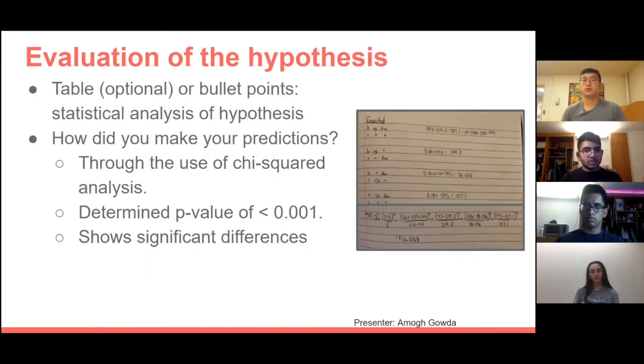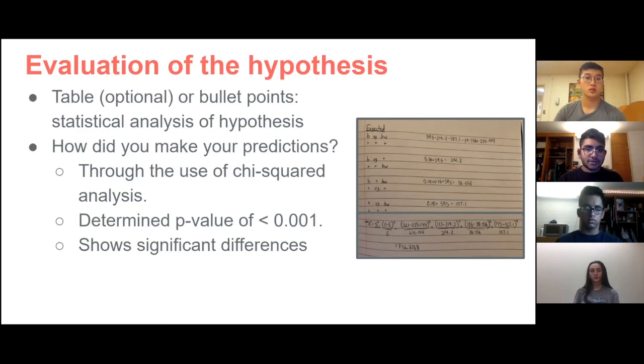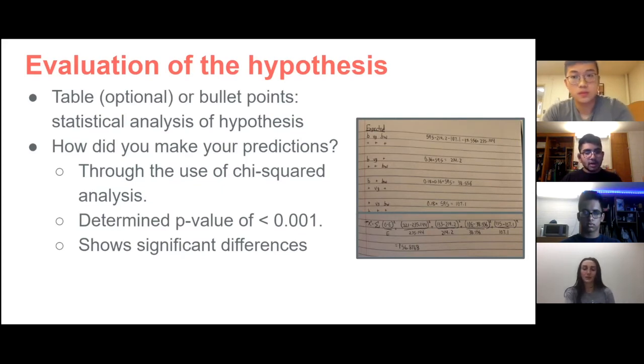All right, so now on to the evaluation of our hypothesis. So essentially, we were able to make our predictions through the use of chi-squared analysis. And as a result of that, we determined that our p-value was less than 0.001. And that shows significant differences, which essentially means that our map values differ significantly from those provided by flybase.com. And on the right, we have an image of the work we did to do the chi-squared.